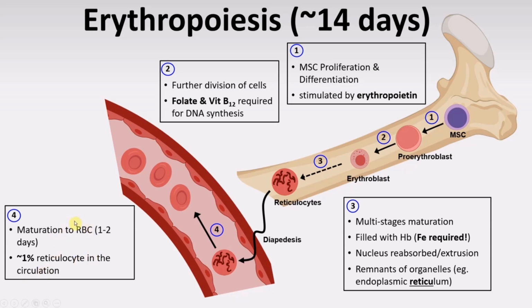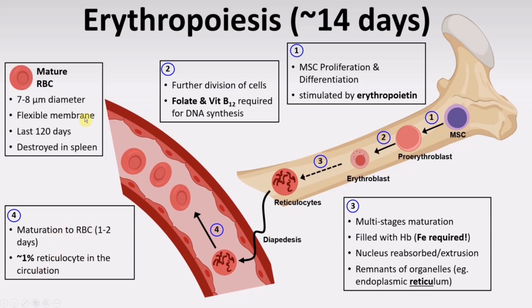Okay, so once mature RBC is being formed, the RBC would reach a size of about 7 to 8 micrometers in diameter. It has a flexible membrane, so what this means is that it would then be able to squeeze through the tiny pores, especially through the reticuloendothelial system. The reticuloendothelial system is something like your spleen that has very convoluted and tiny capillaries.